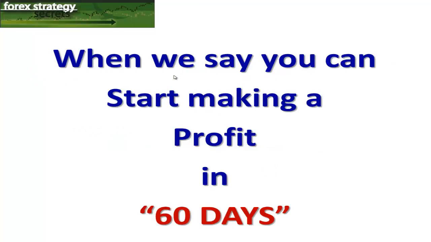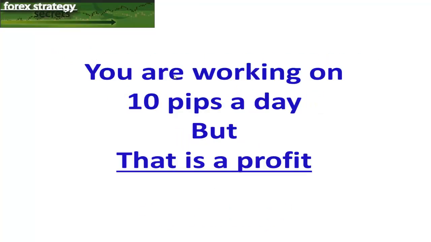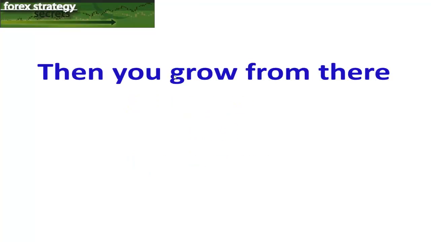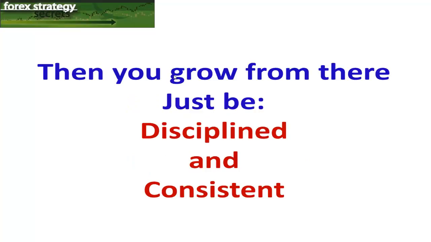10 pips a day gives you a 20% return on your account if you trade these larger lot sizes. So when we say you can start making profit in 60 days, we are working on 10 pips a day, but that is profit. 10 pips a day is profit. You can get better and increase and become a really successful full-time trader. But be consistent. Then you can grow from there. Just be disciplined and consistent.